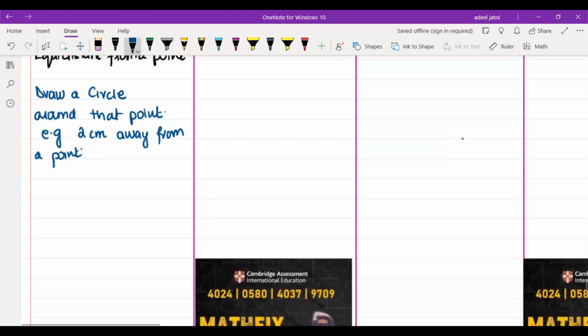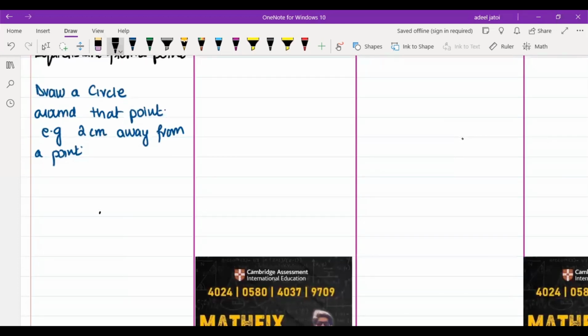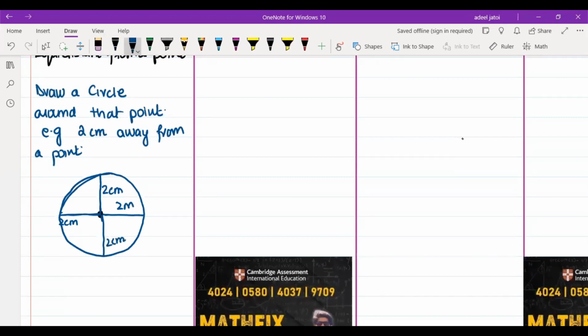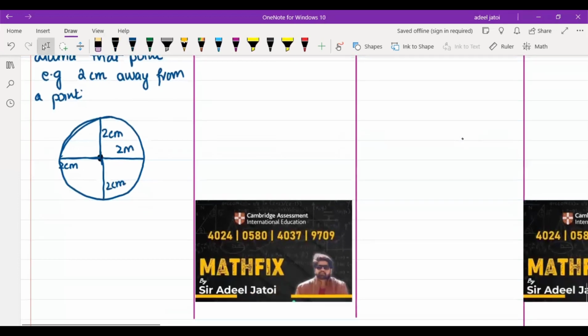So what does 2 centimeter away from the point mean? Suppose this is your center, so your 2 centimeter away from the point will be, if this is 2 centimeter, it will be 2 centimeter on the left hand side as well. So we can always draw a circle that represents 2 centimeter from the point. Remember that it will be the radius of the circle. So this is the representation of the circle.